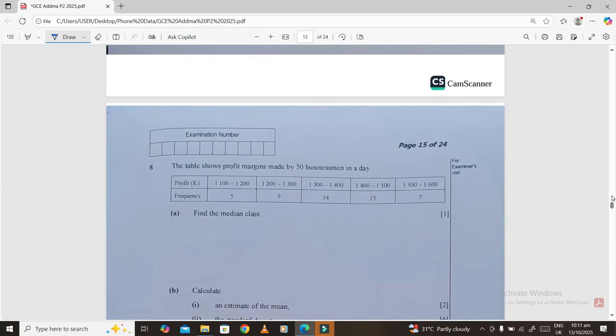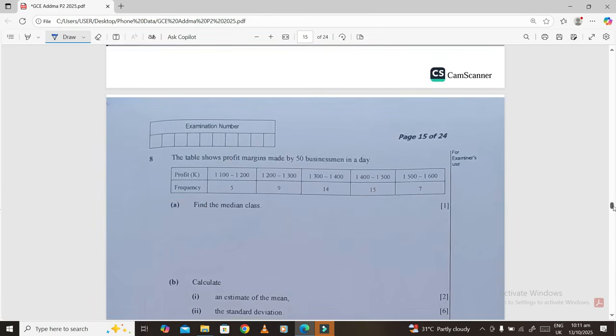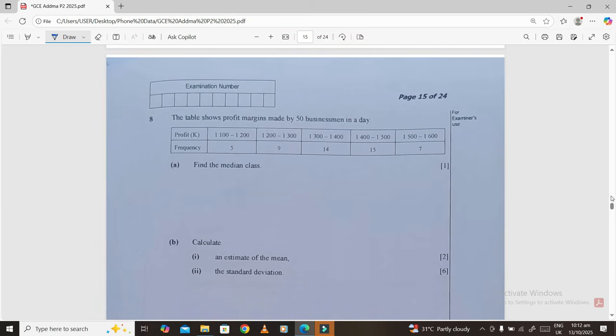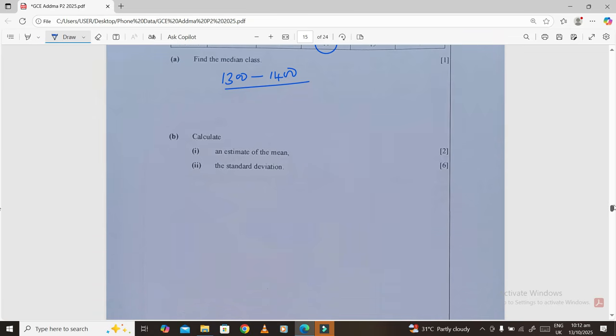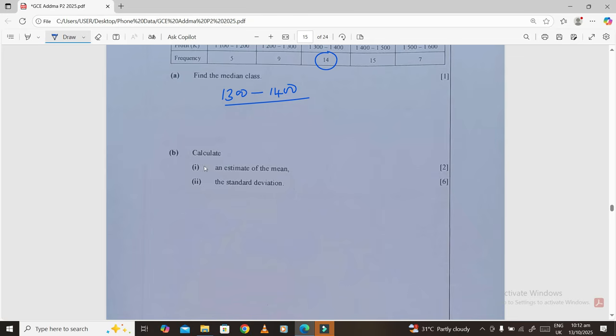So we've answered this. We go to the next question, which is question 8. Alright, so for question 8a, the answer here will just be 1,300 to 1,400. Here, they're asking about the median class. It's falling right here. So just get this. That's the answer.